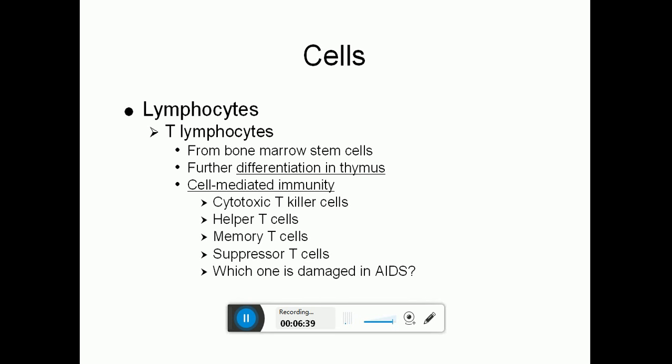Now, out of all of these four cells, which one is damaged in AIDS patients? If you remember from AP2, it was the T helper cells. So the T helper cells, although they don't kill antigens and they support the rest of the immune system, are the cells that the HIV virus will target in order to destroy the immune system.